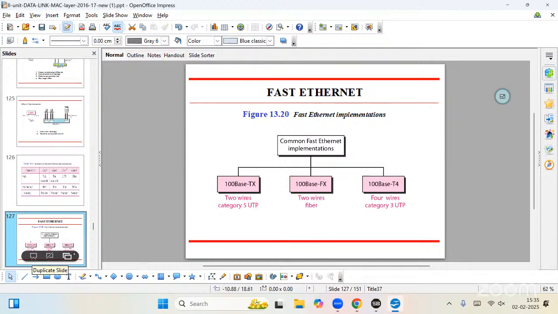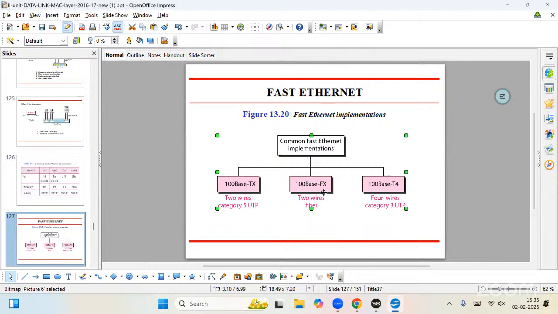So fast Ethernet, make a note. Fast Ethernet has 100BaseTX, 100BaseFX, 100BaseT4. Make a note.